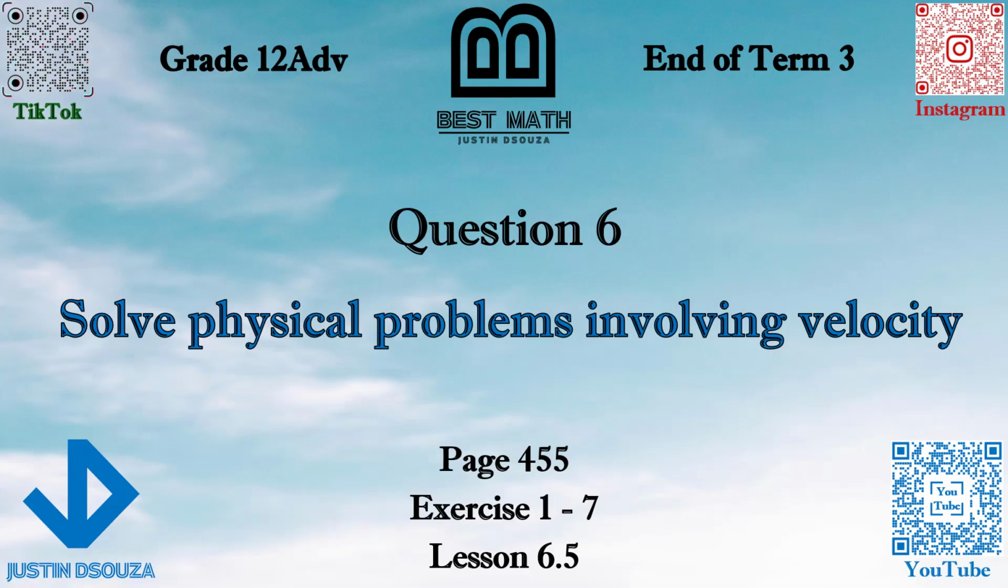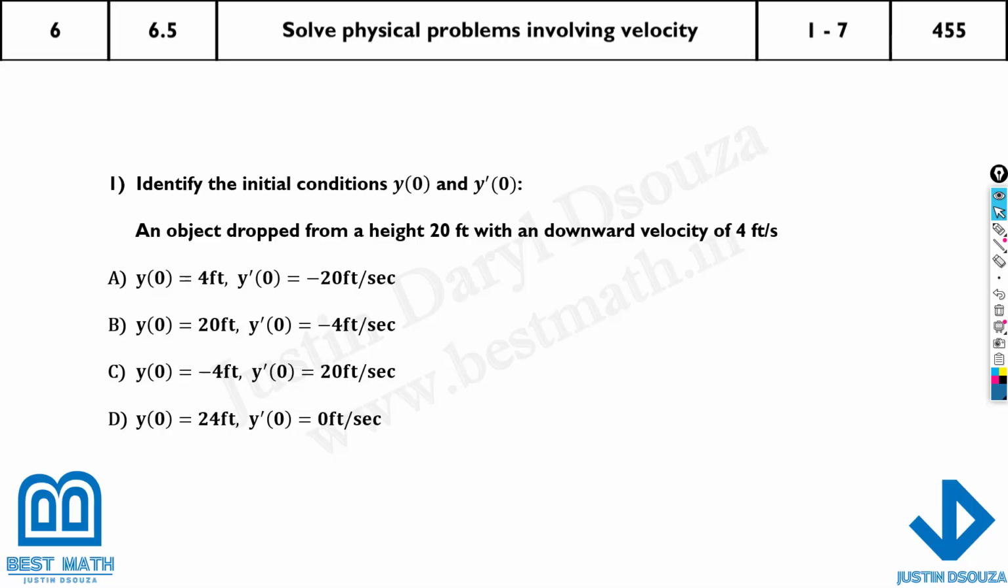In this question, we'll solve real-world problems involving velocity. We have been told to identify the initial conditions, that is y of 0 and y prime of 0. Object is dropped from a height of 20 feet with a downward velocity of 4 feet per second. Now look at this, velocity is downwards, it's -4. And the initial height is the position function, that is y of 0. That's 20 feet. It's just told it's 20, it's not below the ground or anything. So you just write plus 20 and -4 feet per second, that is y prime of 0. So it's option B here.